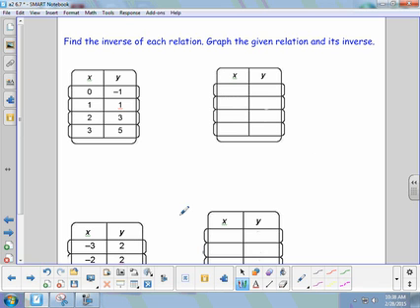So if you're given an ordered pair and asked to find the inverse, that's actually a very easy thing to do. All you're going to do is switch your x's and your y's. So instead of an ordered pair of 0, -1, it's going to be -1, 0. That one's going to stay the same, 1, 1, because they're both the same. 3, 2, and 5, 3.